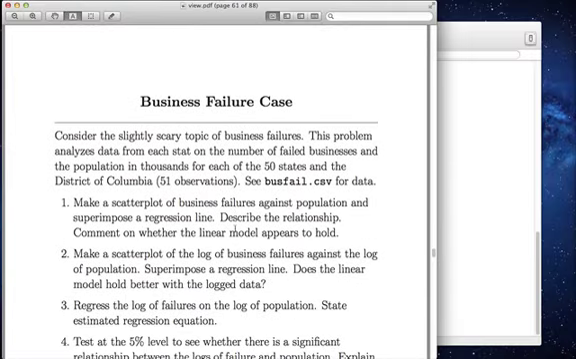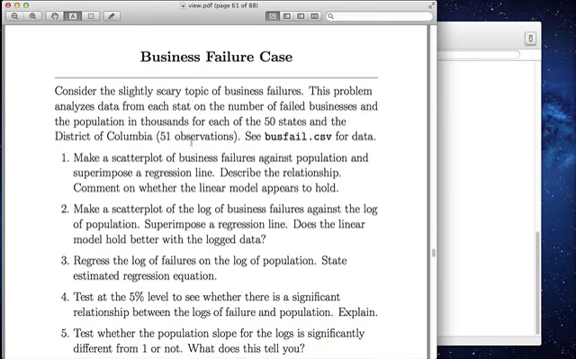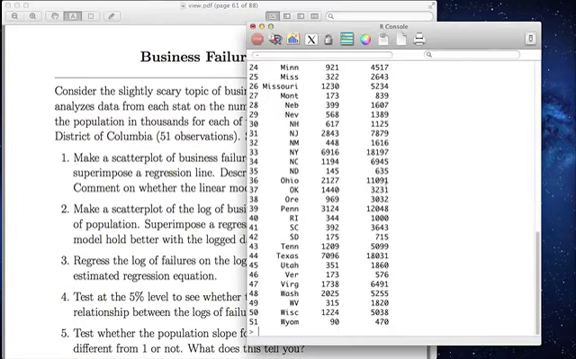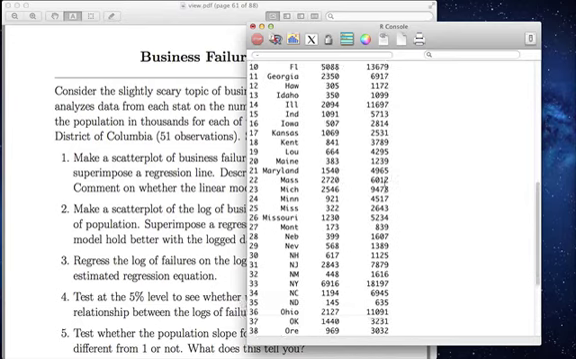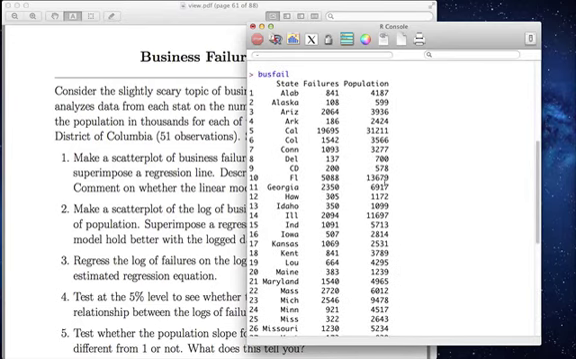At this point, I want to go over a nice problem that illustrates how to use these multiplicative models. In this example, we have a data set, and I've already loaded that data set. It's called business failure, bizfail.csv. You can get it from Blackboard.